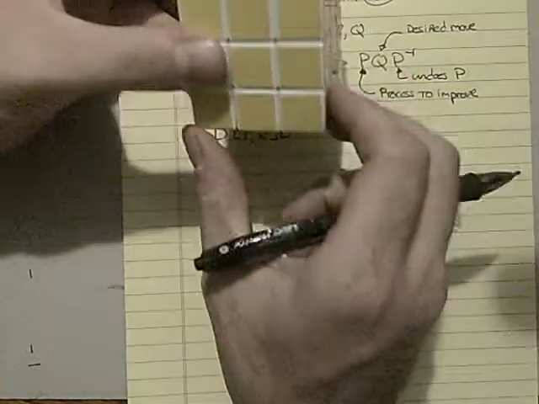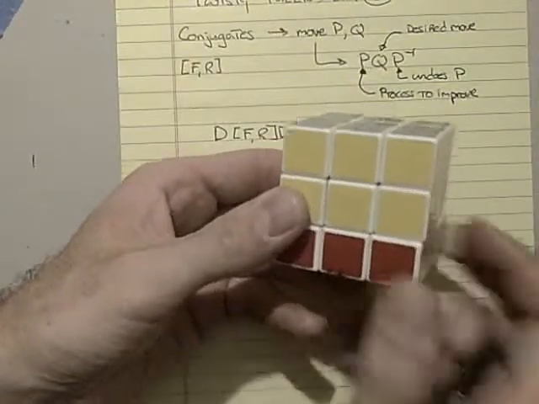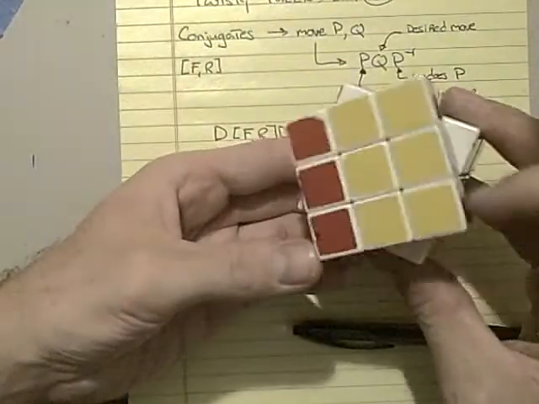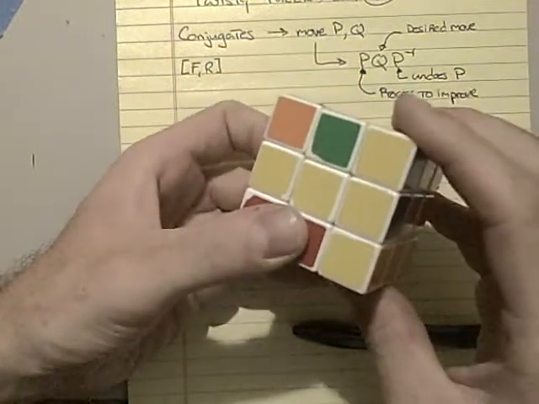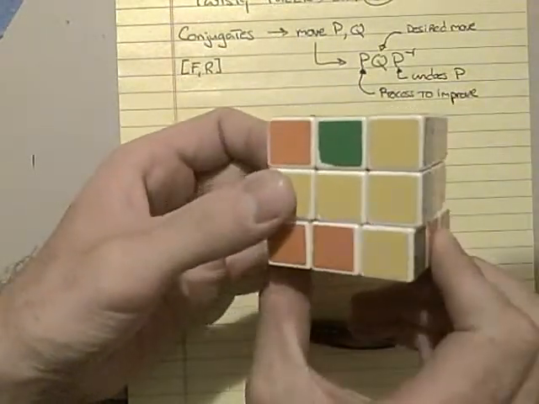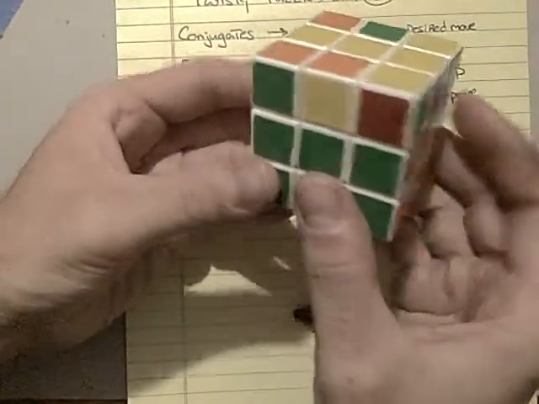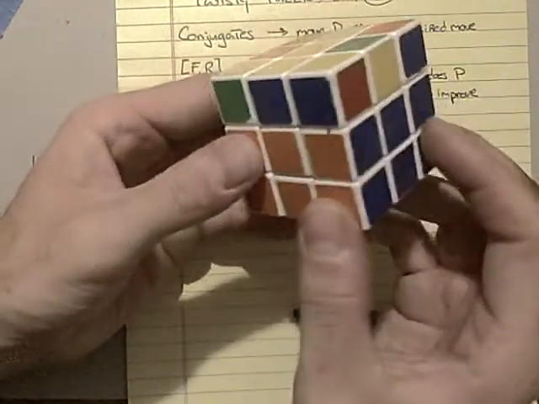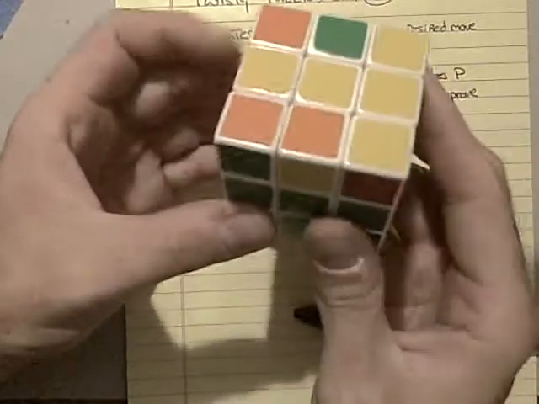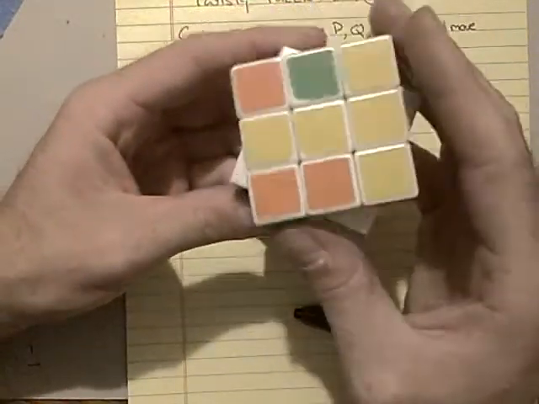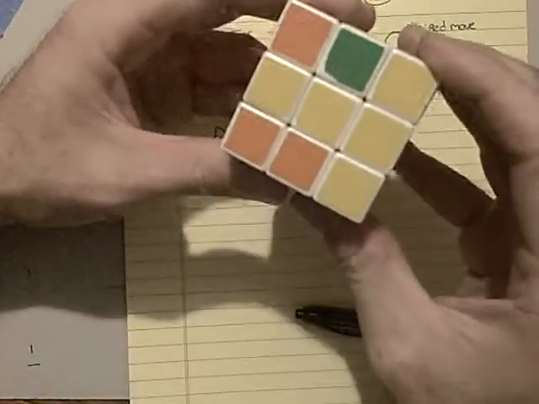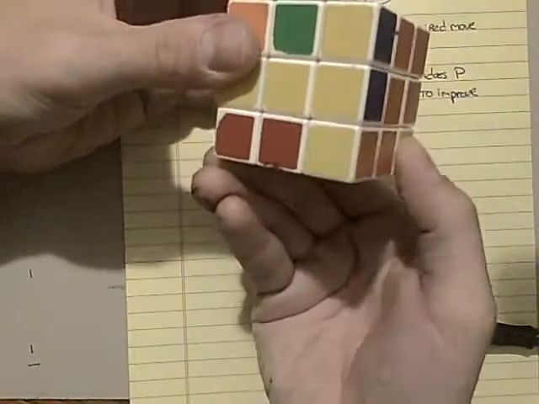So let's work this out. I do a D, then I do my commutator, F, R, F inverse, R inverse, and now I do D inverse. And now the result of the commutator is only on one level, right? Everything is contained in this level. So this is very useful. I'm going to put D back.